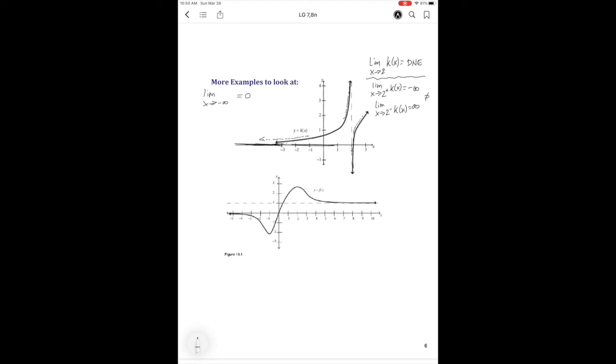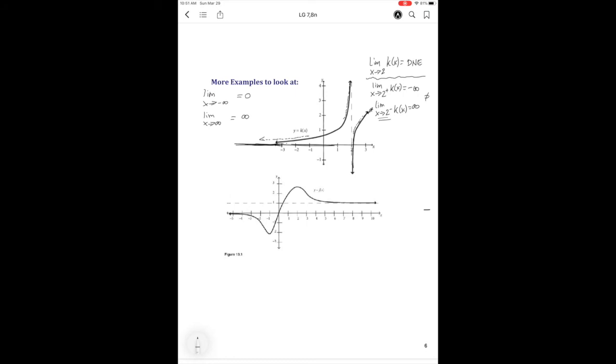So let's say we have a limit as x is approaching positive infinity of this function. So now we're going way out this way. And you can see that's going up and up and up, so it's going to be positive infinity.